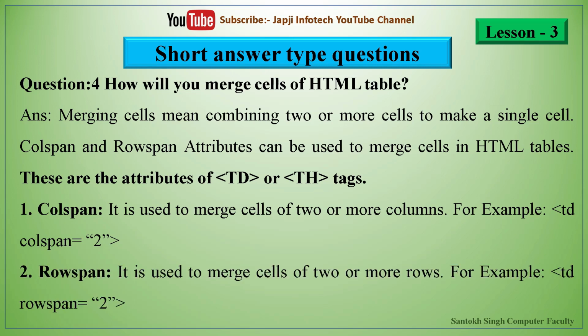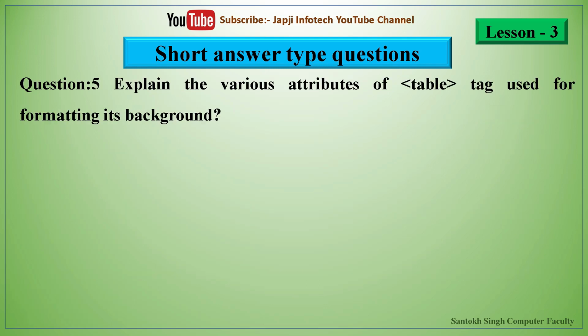And the second one is rowspan. It is used to merge cells of two or more rows. For example, left angle bracket td, then space, then rowspan equal to, in double quotes, write its size, which is 2, then close the right angle bracket. And the fifth question is, explain the various attributes of the table tag used for formatting its background.